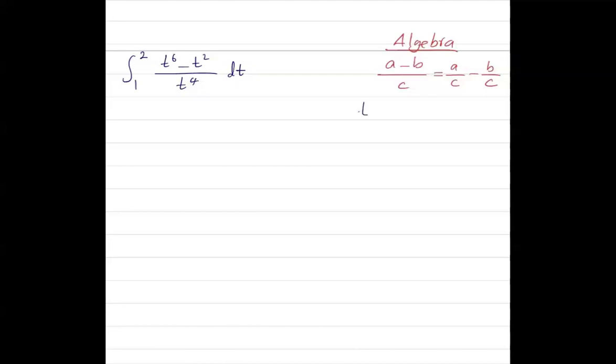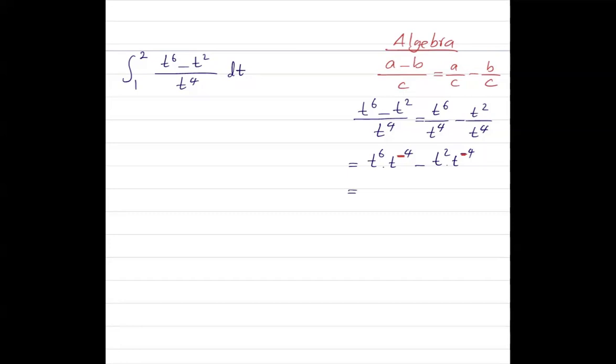So this quantity, which is t to the power 6 minus t squared divided by t to the 4th, can be written as t to the 6th divided by t to the 4th minus t squared divided by t to the power 4. Now you can simplify this as much as you can, because here you have t to the power 6 times t to the power negative 4 minus t squared times t to the power negative 4. And please pay attention here. I moved t to the 4 to the numerator. That's how it got a negative exponent.